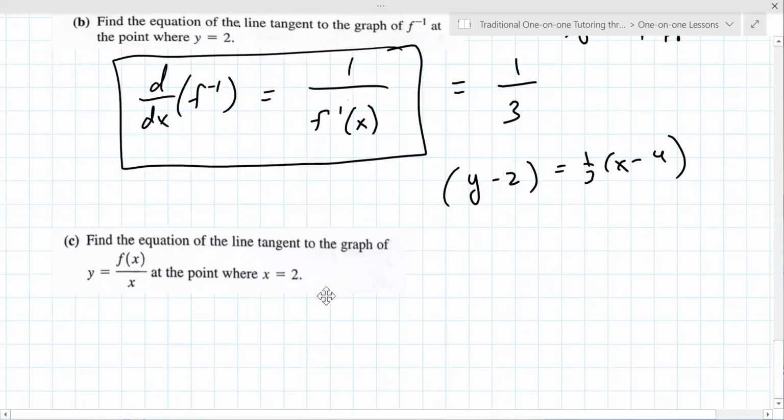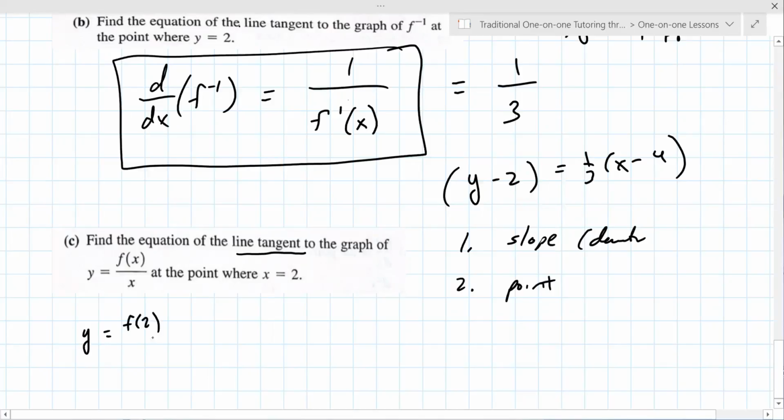So the equation of the tangent line. More generally, the tangent line requires 2 things. It requires a slope, which comes from the derivative, and it requires a point. So we're going to first get the point. Well, don't we already know the slope is 3? But it's a new function. It's f of x over x. So the point, when x is 2, is y equals f of 2 over 2.